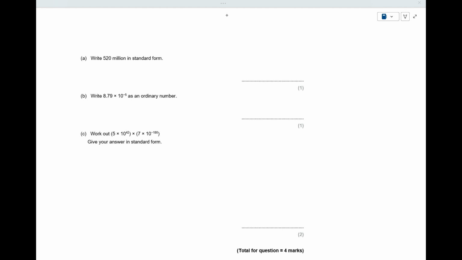Standard form. Right, first of all, we've got to write 520 million in standard form. Now, 520 million is 520 with 6 zeros. So if I'm going to write that in standard form, I'm going to need to write 5.2 times 10 to the what? Well, I'm putting the decimal point there, and I need to know how many places that red arrow represents. The answer is that it represents 8. So 520 million in standard form is 5.2 times 10 to the 8.